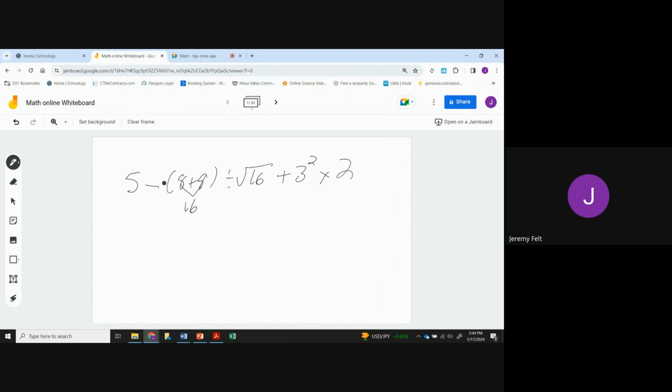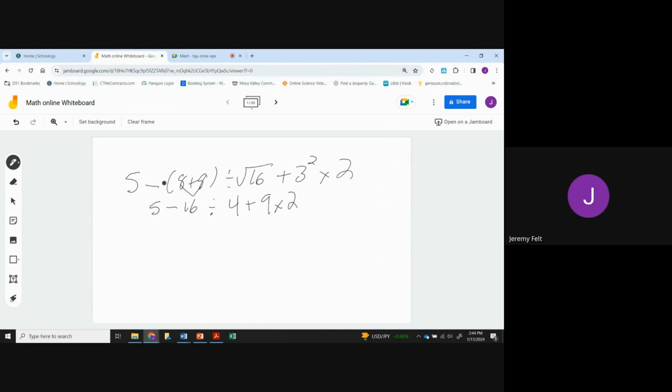8 plus 8 is 16. Okay, then I see a square root and a square. So I know I do those before any multiplication or division or addition and subtraction. I know the square root of 16 is 4. I know 3 squared is 9. Okay, and I would just keep rewriting it.